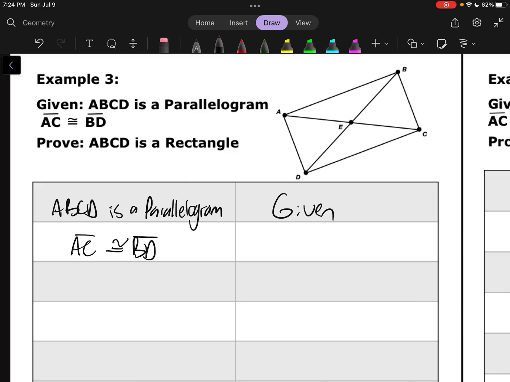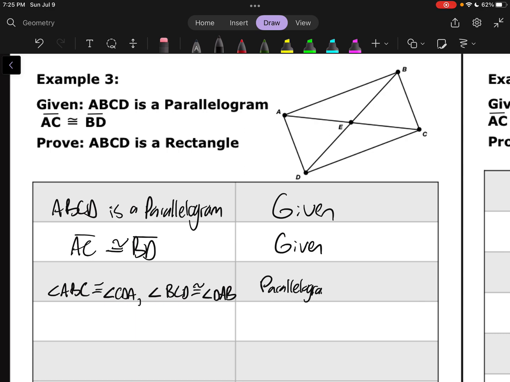Okay, now if we're going to say that this thing's a rectangle, we need to show that all four angles are congruent, right? All four angles need to be congruent if it's going to be a rectangle. Now, if it's a parallelogram, we should already know that angle ABC needs to be congruent to angle CDA, and angle BCD is congruent to angle DAB. And that is based off of the parallelogram opposite angles theorem.